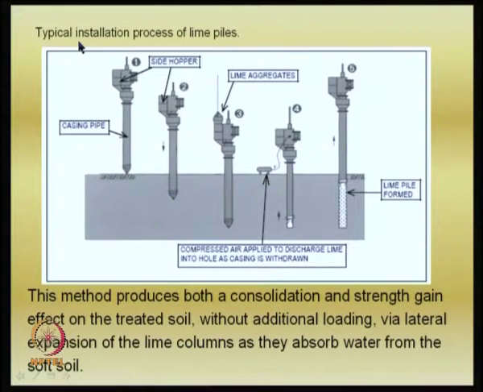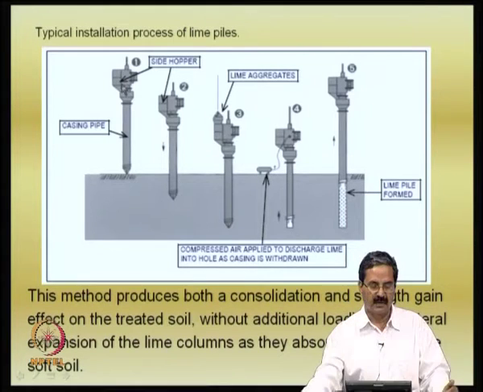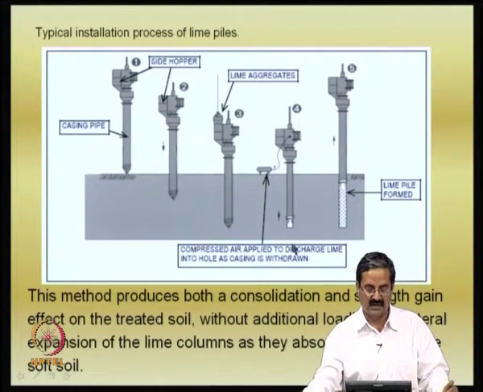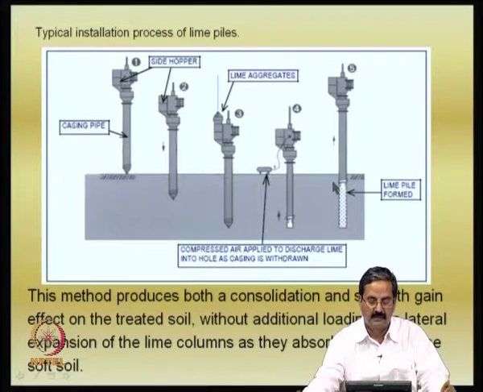So, how do you do this installation? For example, this is a hopper, which can be connected to a vehicle. Just insert it, and you have lime aggregates and materials. You have a compressed air arrangement to discharge the lime into the hole. As the casing is withdrawn, the lime is added, and you can complete the whole process and have the lime column formed.